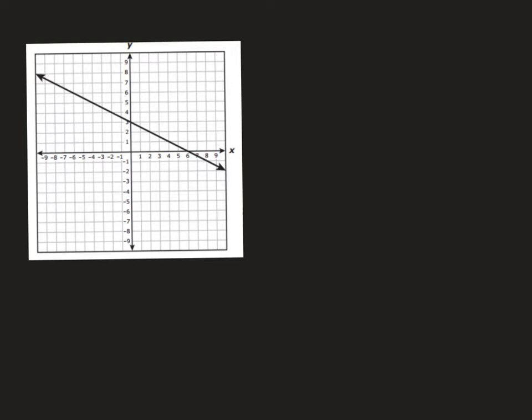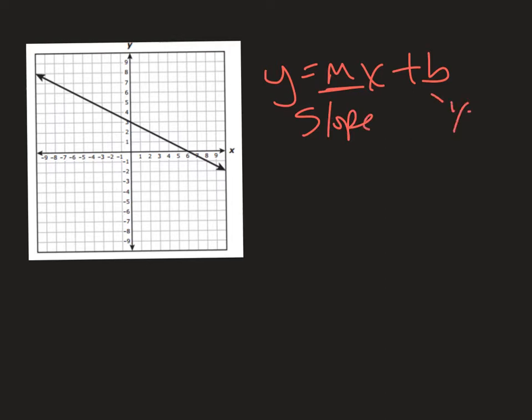First thing we want to remember, to write a linear equation, we need to remember what that is. A linear equation, or at least the slope-intercept form, is y equals mx plus b. We have to remember m is our slope, and b is the y-intercept. With a graph, that's the easiest thing to identify.